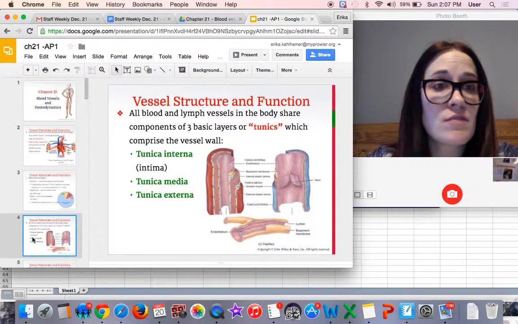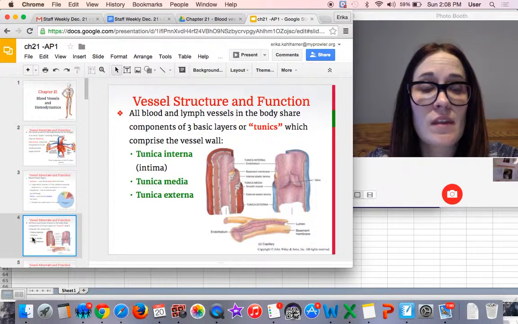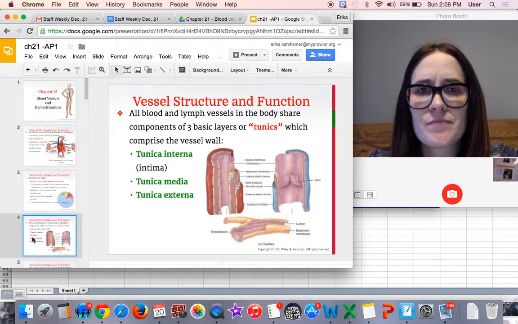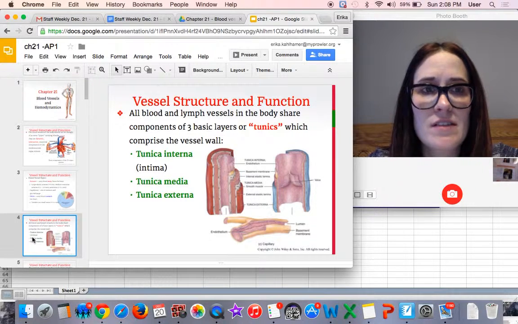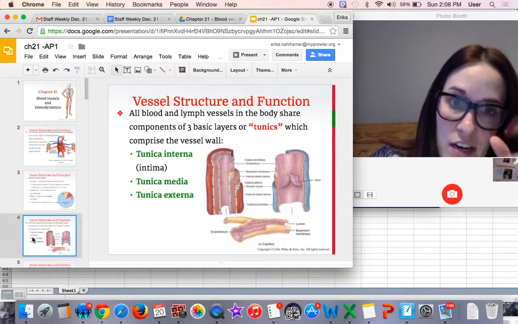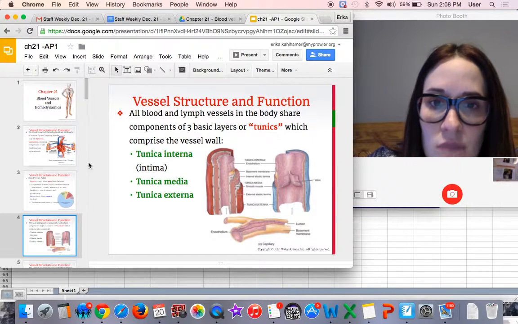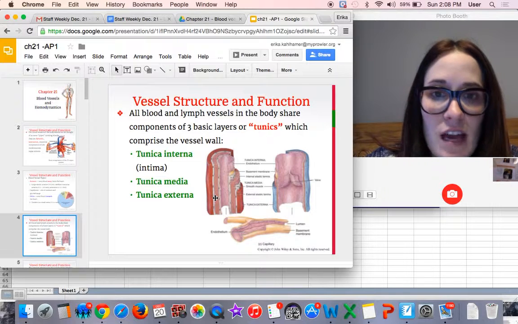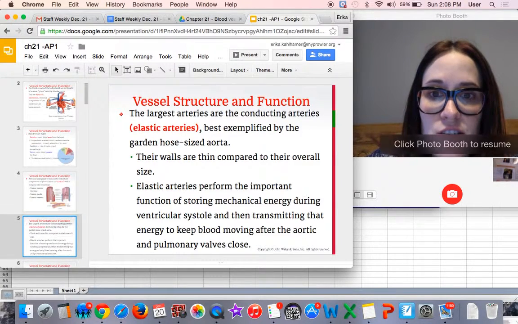Blood vessels differ in, not the types of layers, but the thickness of them, or presence or absence of different layers. They share three tunics. The layer on the inside of the blood vessels is tunica interna. That's that endothelial lining on the inside. The tunica media is the muscular layer, and then the outside layer of the blood vessel is the tunica externa.